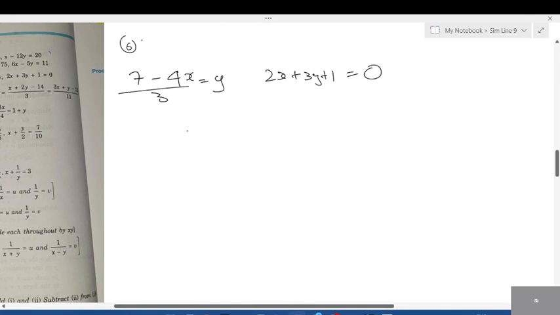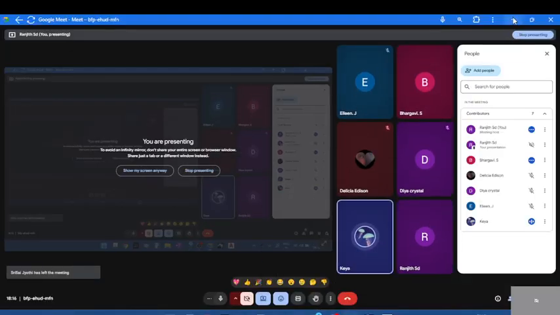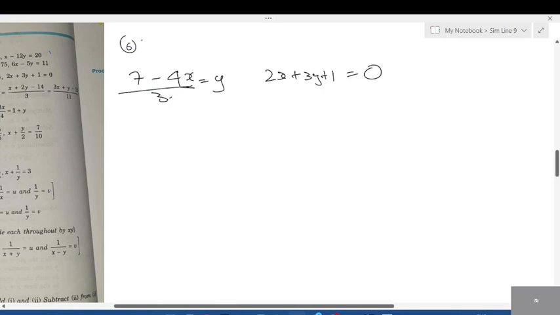What's the rule I told you all, students? Alphabet should be on the left hand side or right hand side? Respond. All of you will respond. Alphabets and constant. Right hand side. So here there shouldn't be any denominator. This is not the substitution method. This is elimination. There shouldn't be any denominator.